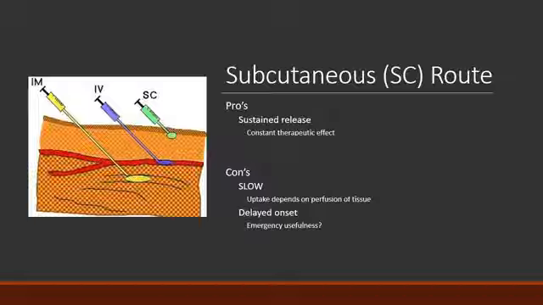perfusion of the tissue. And in some areas, it's going to be very, very slow because there's simply not that much vasculature in the subcutaneous tissue. Because of the slow uptake and the delayed onset, the subcutaneous route typically isn't that commonly used. It's typically not used in an emergency situation because the onset is so slow, it's not useful.